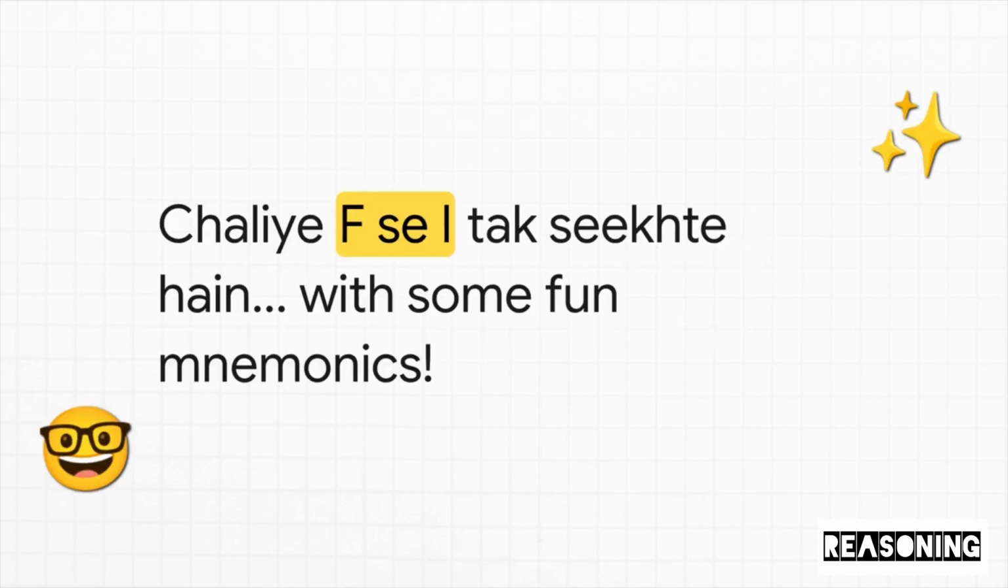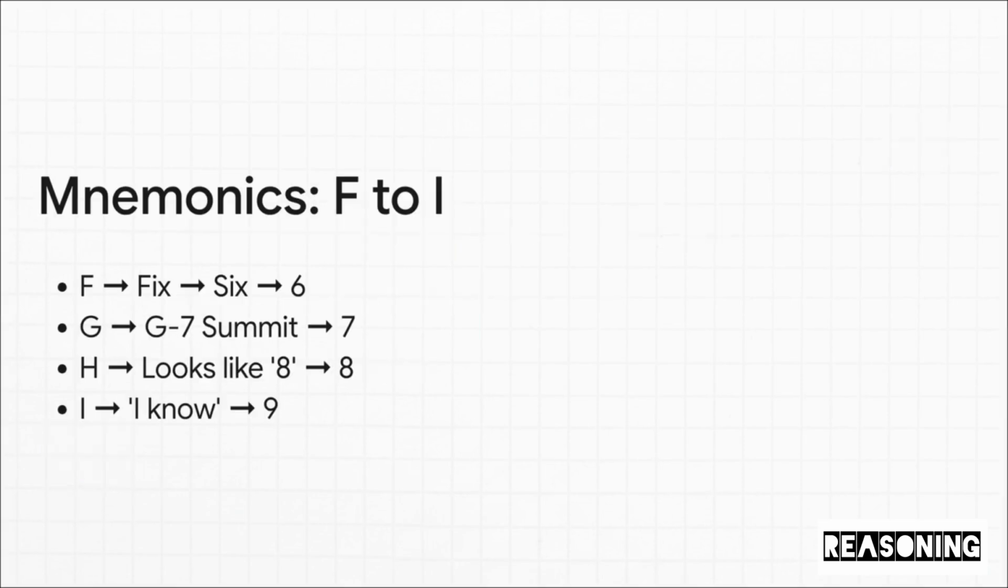So let's get started. First up, we're tackling the letters F through I, and we're going to use some really fun mnemonics to lock them in. Okay, look how simple this is. For F, think fix. What does fix sound like? 6. So F is 6, easy. For G, think of the famous G7 summit. So G is obviously 7.